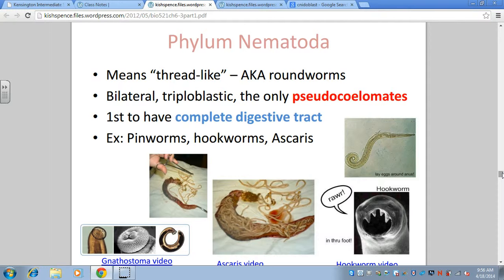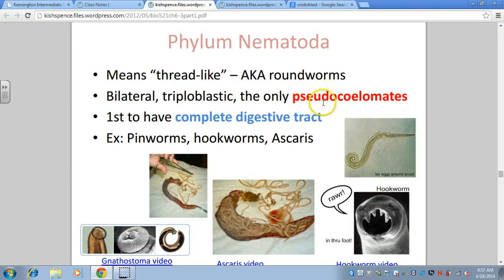Okay, so now we're on to the roundworms. So phylum Nematoda. It means thread-like, but they are often called, or common name, are the roundworms. They are bilateral. Okay, so all the worms are bilateral. They are triploblastic. Okay, so everything from the flatworms up are triploblastic. So they have 3 germ layers and more complex body forms.